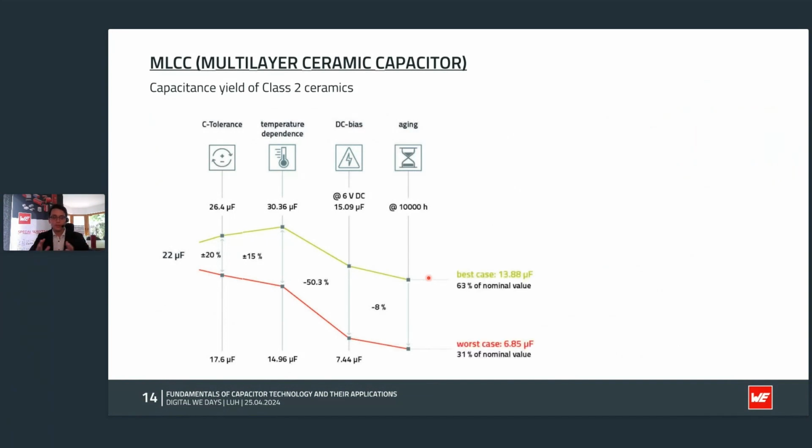So in the end, if we collect everything, we have a component rated for 10 volts, applied with 6 volts, after 1 year, and an X5R high capacitance type. This will lead in the worst case to only 31% of the nominal value, and in the best case 63% of the nominal value. But I have to say that this could also vary for different products. But yeah, it's important to check the details here.